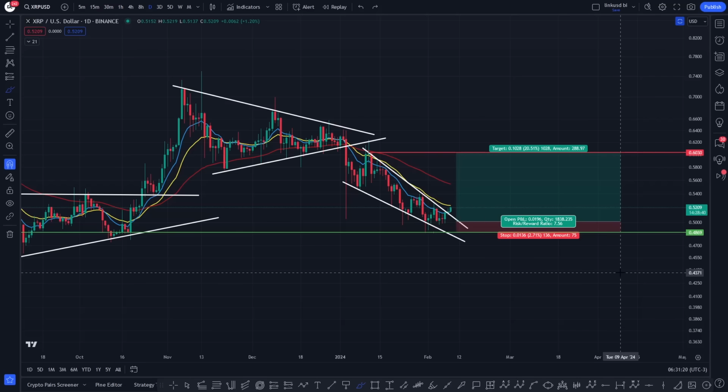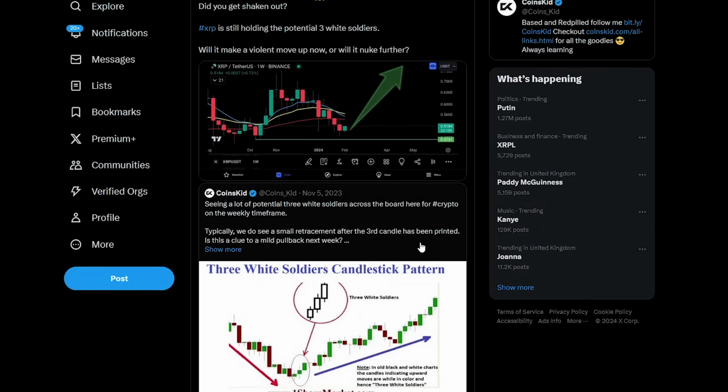If we zoom out on the weekly, I'm going to show you something. I did post this way back in November for the CoinsKid crew. Let me show you right now, okay? So looking at this particular tweet that I did way back in November, there were a few coins that are highlighted, and all of those coins from that particular point have corrected, okay?